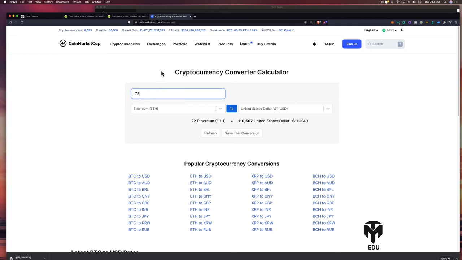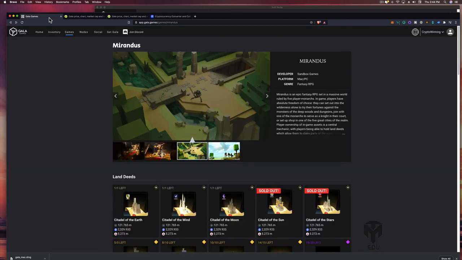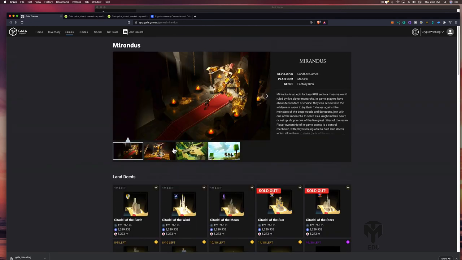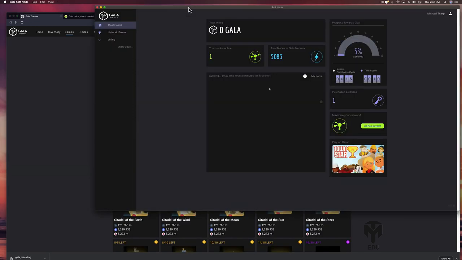Somebody paid $110,000 for that land deed for the town of Archduke. So guys, this is mad amounts of money coming to the system. And with this node, you are going to get a piece of that every day. This is unbelievable.